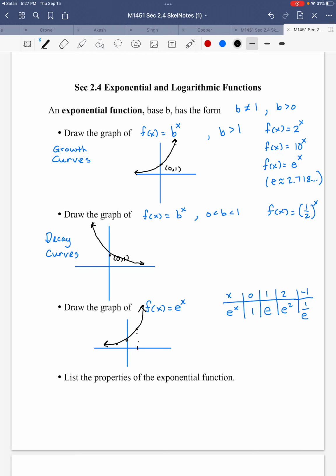So let's list some of the properties that we see. We listed them the other day, the properties of the exponential function, starting with the domain and the range. The domain of an exponential function is the values of x that I'm allowed to put in for the exponent. And I can put in any number I want. So the domain is the set of all real numbers. But these graphs lie strictly above the x-axis, which tells us that the range is all y values strictly positive.